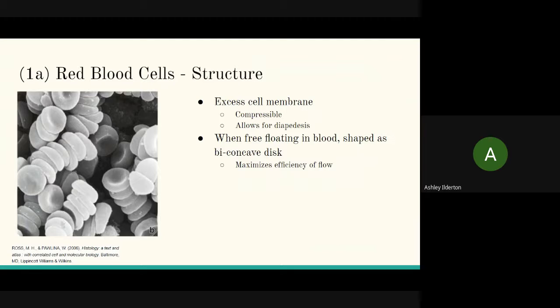And this allows them to undergo diapedesis, or their ability to squeeze through the endothelium and exit the blood flow into the interstitial space. But when they're free floating in the blood, they do have that biconcave disc shape, and that shape actually maximizes the efficiency of their flow.